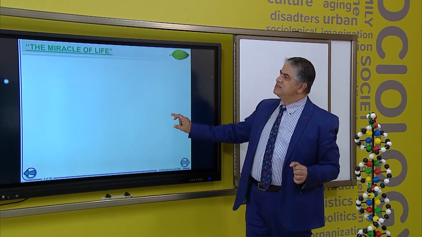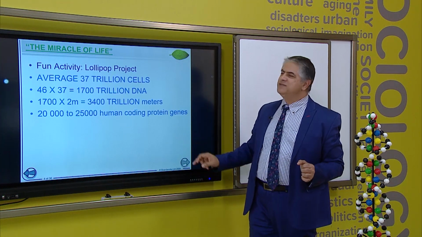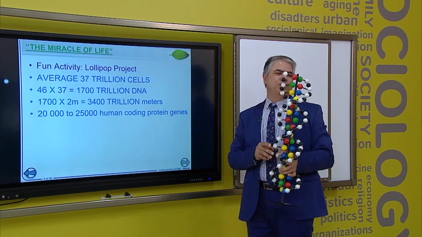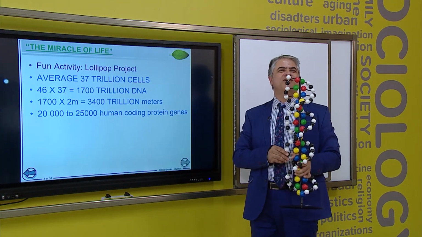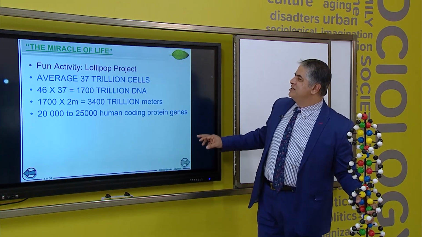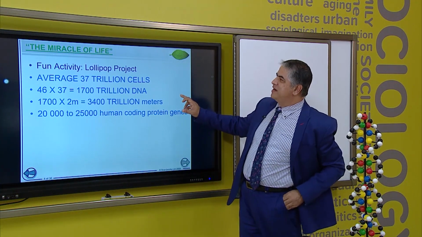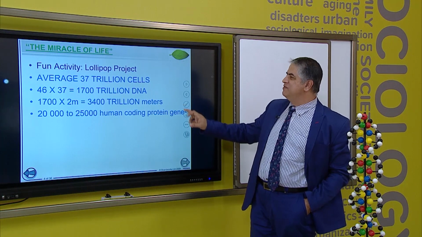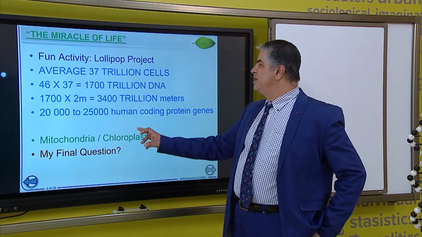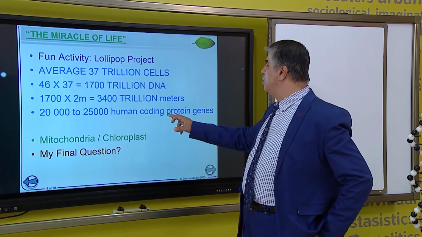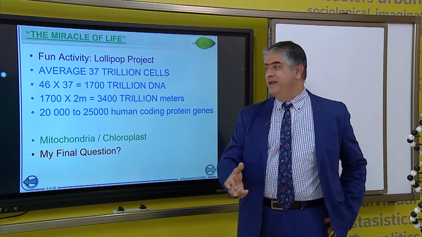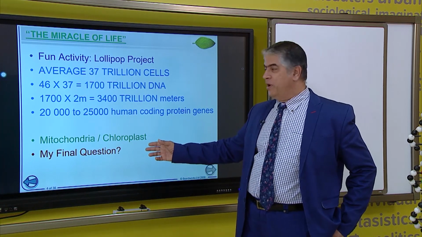At the end of this lesson, I think a fun activity would be to make this with lollipops, and we could all eat the project after that. Right, so here are some fun facts: there are 37 trillion cells, and there are 25,000 human protein-coding genes. The mitochondria has DNA, so does the chloroplast.